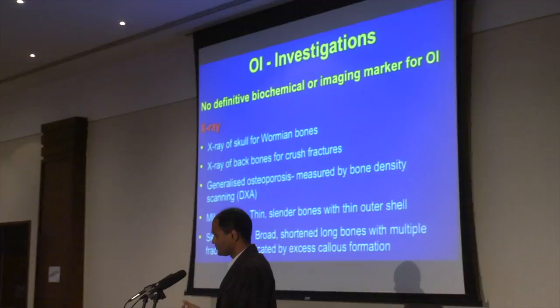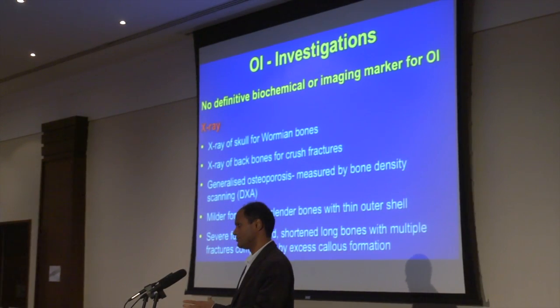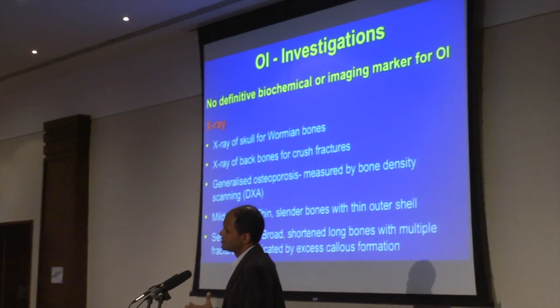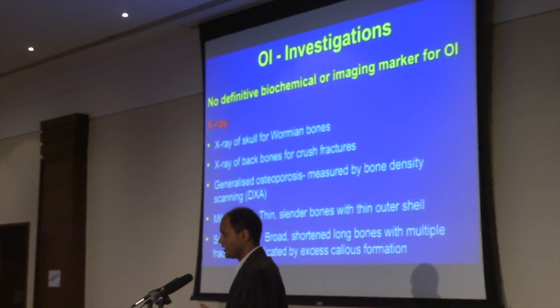In milder forms of brittle bone disease, the bones can be thin, they are slender, and they have a thin outer shell known as cortices. In the severe forms, the manifestations are more marked. The bones are quite broad, they are shorter, and there could be multiple fractures with callus formation.